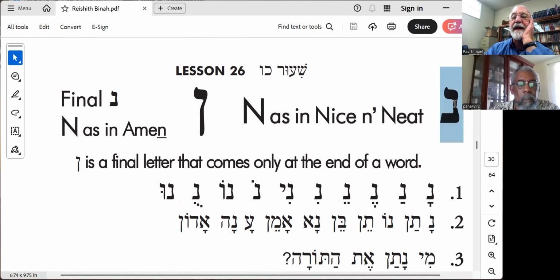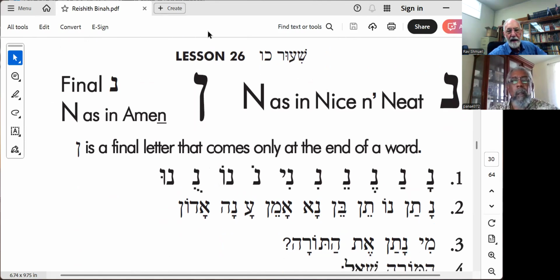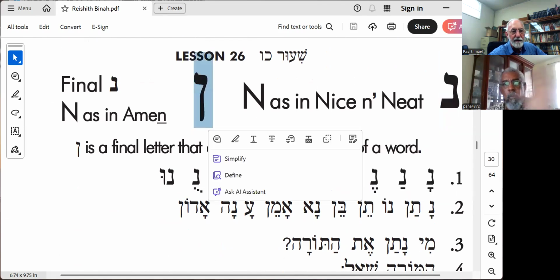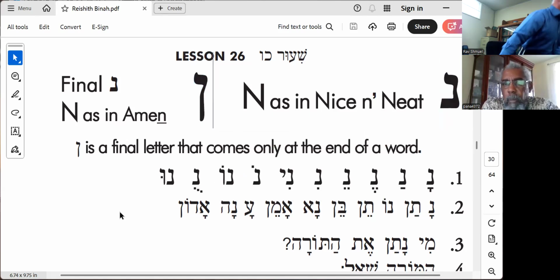This is an example of a letter and a final letter. I'm going to take a quick break. Look at that for a minute, and you tell me how they go from the regular nun that's at the beginning or middle of a word to this, which is at the end. Be right back.